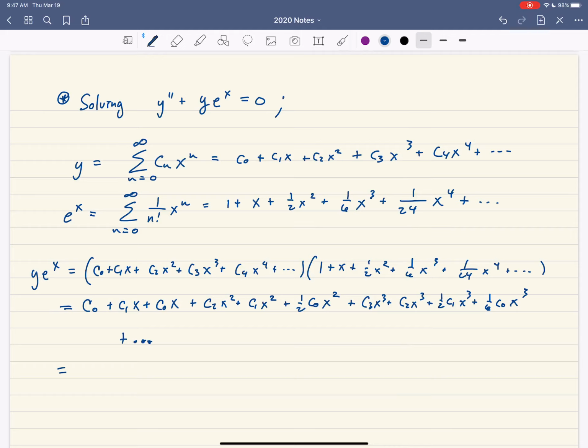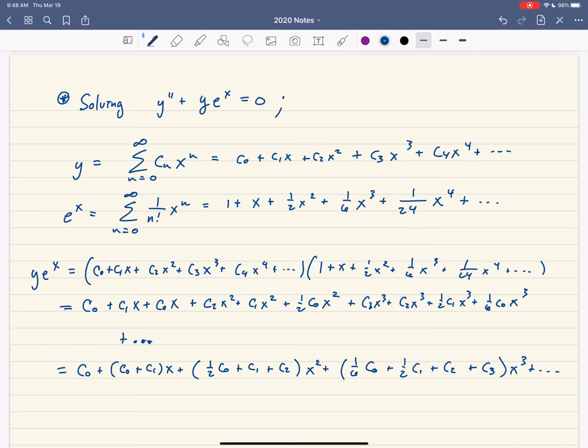But this gives us a power series for y times e to the x. So that power series that we're going to get for y times e to the x is going to have a constant term, c naught, plus our linear term, c naught plus c1 times x, plus our quadratic term, which is 1/2 c naught plus c1 plus c2 times x squared, plus our cubic term, which is going to be 1/6 c naught plus 1/2 c1 plus c2 plus c3 times x cubed.